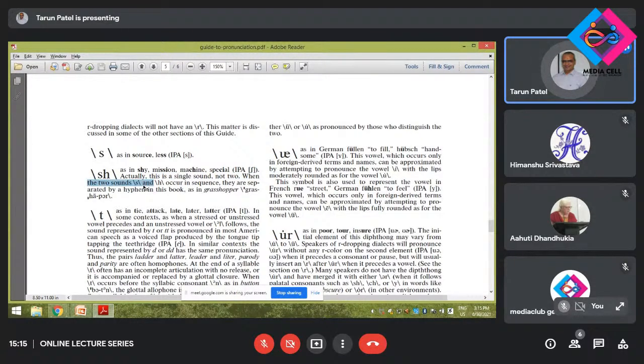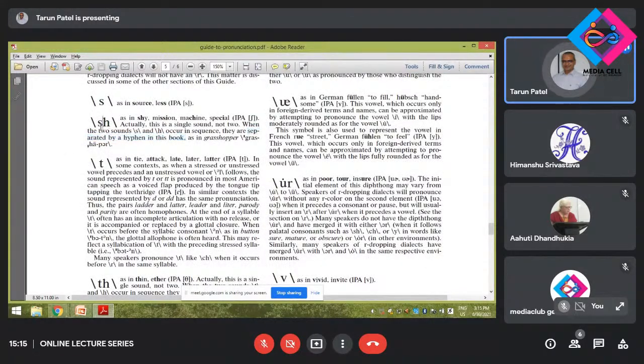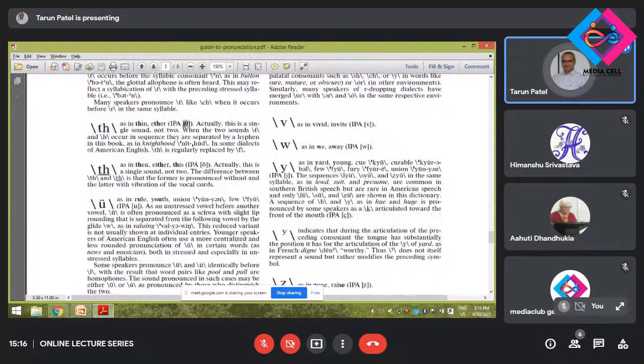When the two sounds s and h occur in sequence, they are separated by a hyphen in the resources that we may get to refer. All right. Similarly, t as in tie, attack, late, later, latter, right? So we have the IPA t. In some contexts, as when a stressed or unstressed vowel precedes and an unstressed vowel l follows, the sound represented by t or double t is pronounced in most American speech as a voiced flap, produced by the tongue tip tapping the teeth ridge. And as in th, we have the transcription theta, and for the we have this one.